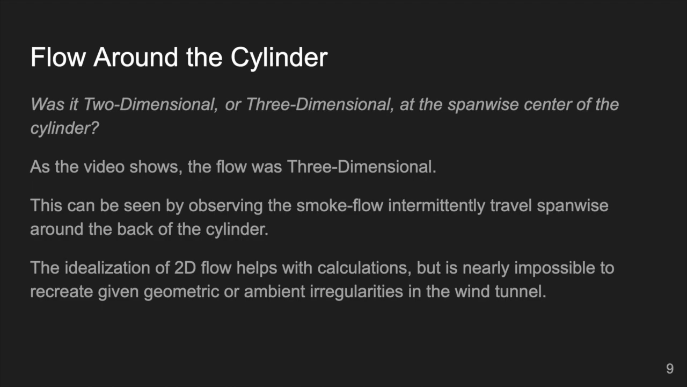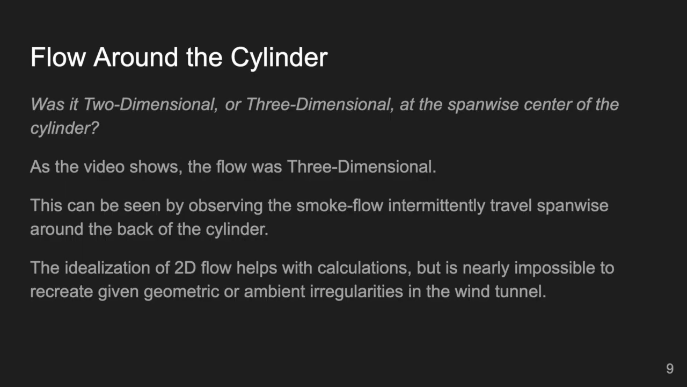From looking at the slow-mo video of flow going over the cylinder, you can see that the flow is actually three-dimensional, as a plume of smoke seems to travel span-wise here. The idealization of 2D flow helps with calculations, but is nearly impossible to recreate given the geometric or ambient irregularities in the wind tunnel.